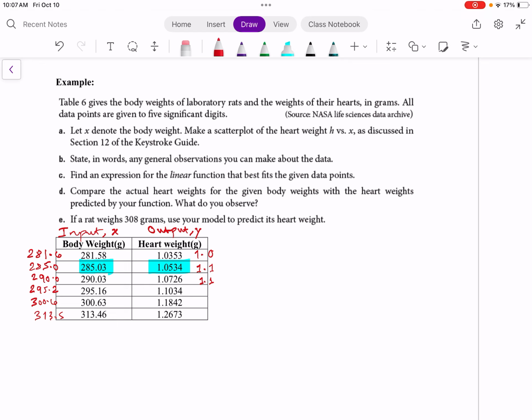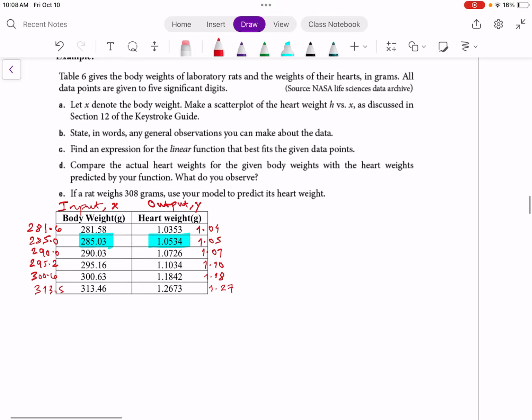Okay, we're gonna get 1.1 a lot, right? So let's have at least 2 digits, okay? So this is 1.04, 1.05, 1.07, 1.10, 1.18, 1.27, okay? So we just rewrite, or you can use the original data set. It's okay.